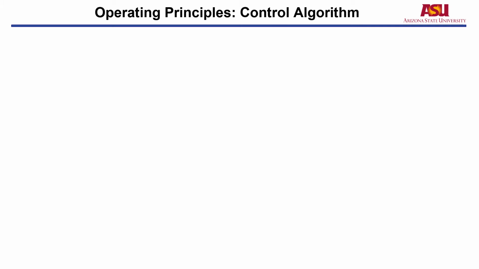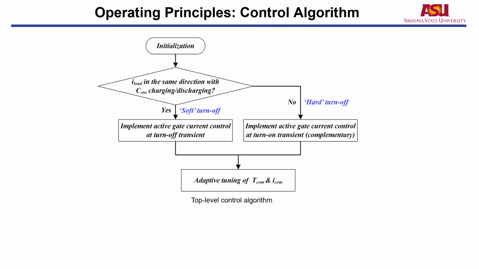Next is our control algorithm. After the initialization, we need to check the direction of the load current. If the load current is in the same direction as the junction capacitance charging and discharging, it belongs to the soft turn-off scenario. Then we need to implement the active gate current control at the turn-off transient. Otherwise, it belongs to the hard turn-off scenario. We need to implement the active gate current control at the turn-on transient.